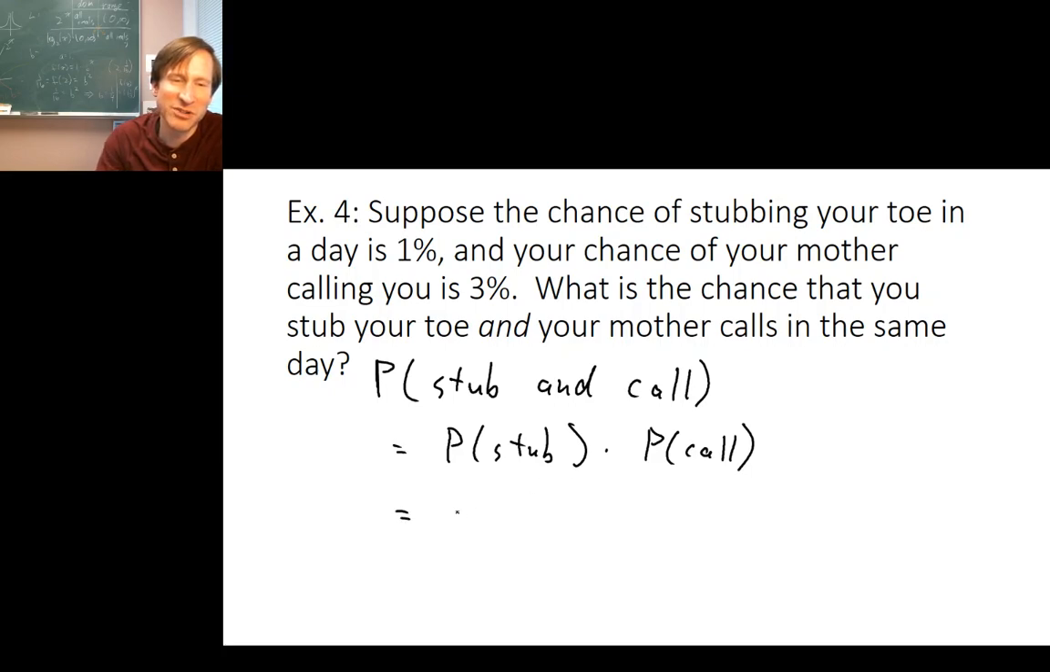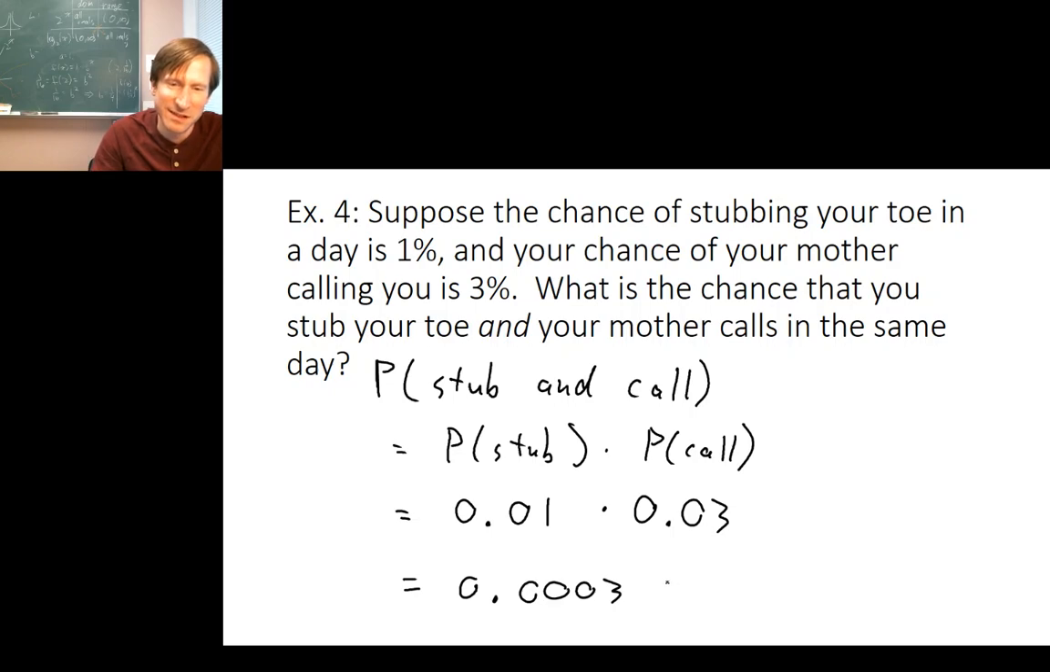The probability of stubbing your toe is 0.01. We need to write this as a decimal because we're going to do some calculations with this. The probability of getting a call from your mom is 0.03. And then we can just multiply these. So 0.01 times 0.03 is 0.0003; you can just move the decimal point over a couple times. So that's 0.03%. So probably you aren't going to stub your toe and get a call from your mom on the same day, apparently.